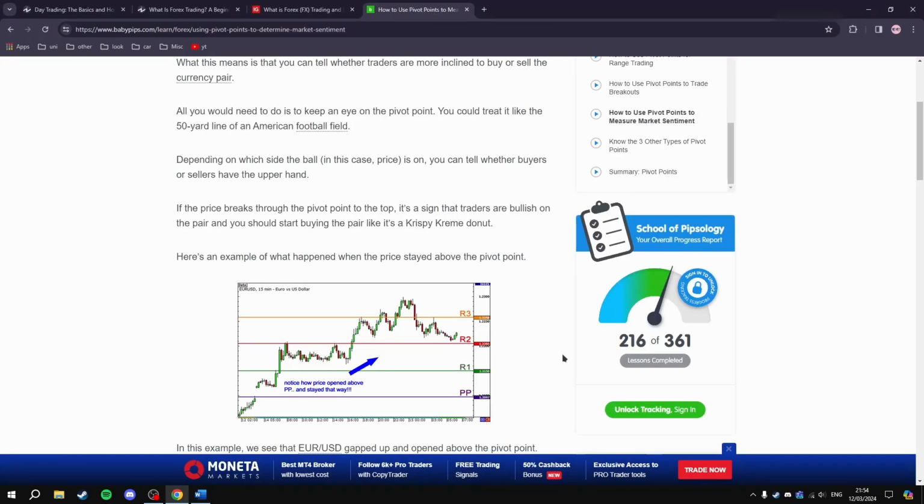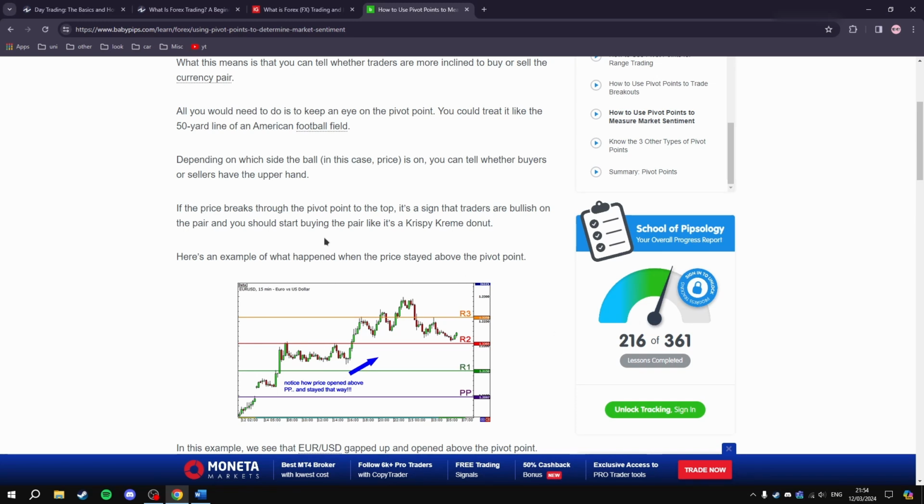All you would need to do is keep an eye on the pivot point. You should treat it like the 50-yard line of American football fields. Depending on which side of the football, in this case price, is on, you can tell whether buyers or sellers have the upper hand. If the price breaks through the pivot point to the top, it's a sign that traders are bullish on the pair, and you should start buying the pair like it's a Krispy Kreme donuts.